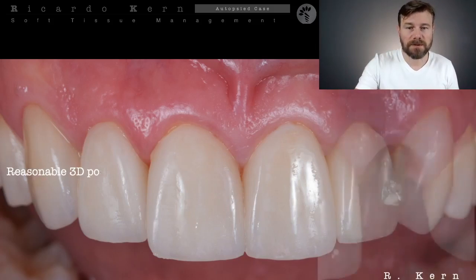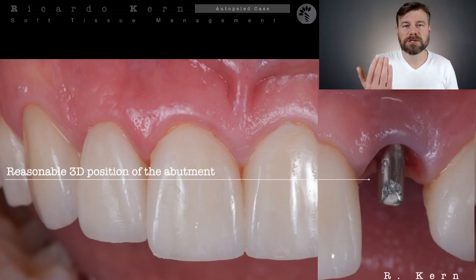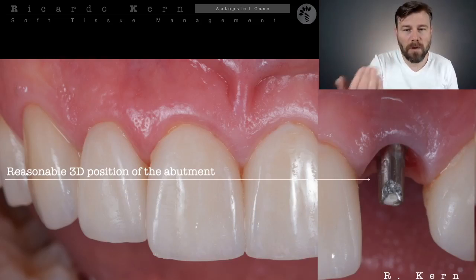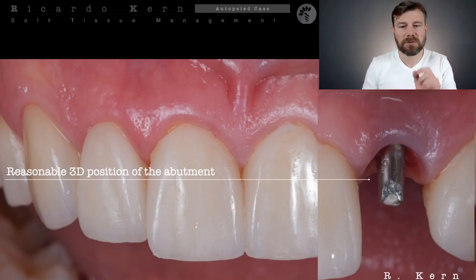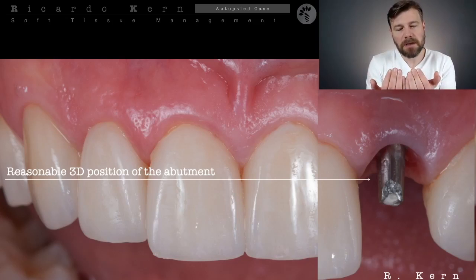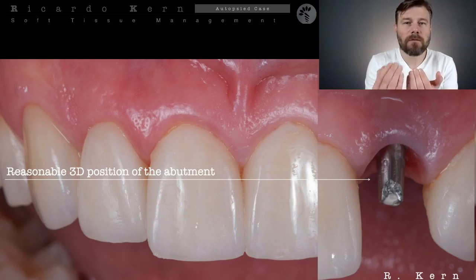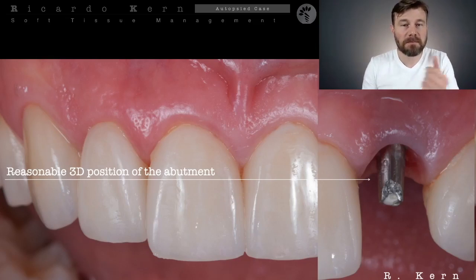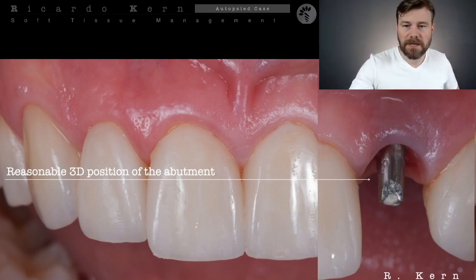Another thing that I need to know is the 3D position, the palatal buccal position of the implant, the crown, and the abutment. And look at that. Maybe the crown, I have a little bit of over contour of the emergence profile, so we need to fix that. But the abutment and the implant, they are in a good position. I can maintain and keep that in place, okay?